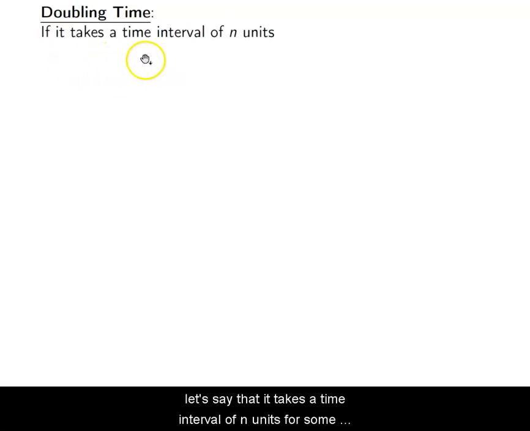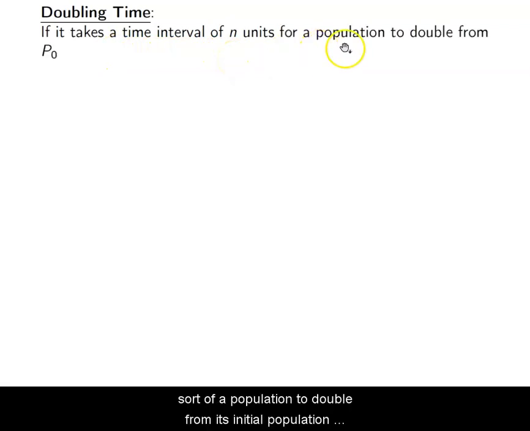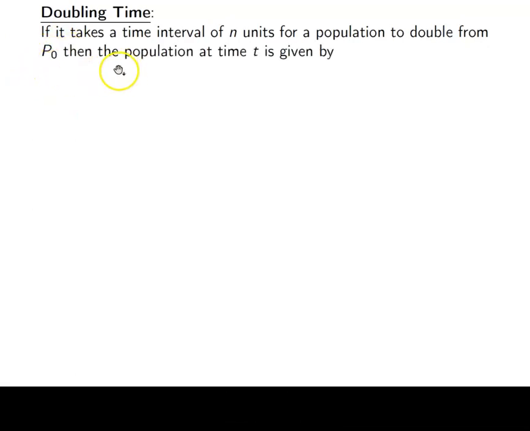So let's say that it takes a time interval of n units for some sort of a population to double from its initial population, which is p naught. So this initial population can be given to us, or it can just be the only known population that we have, and we want to know how long it takes to double from that point, right?